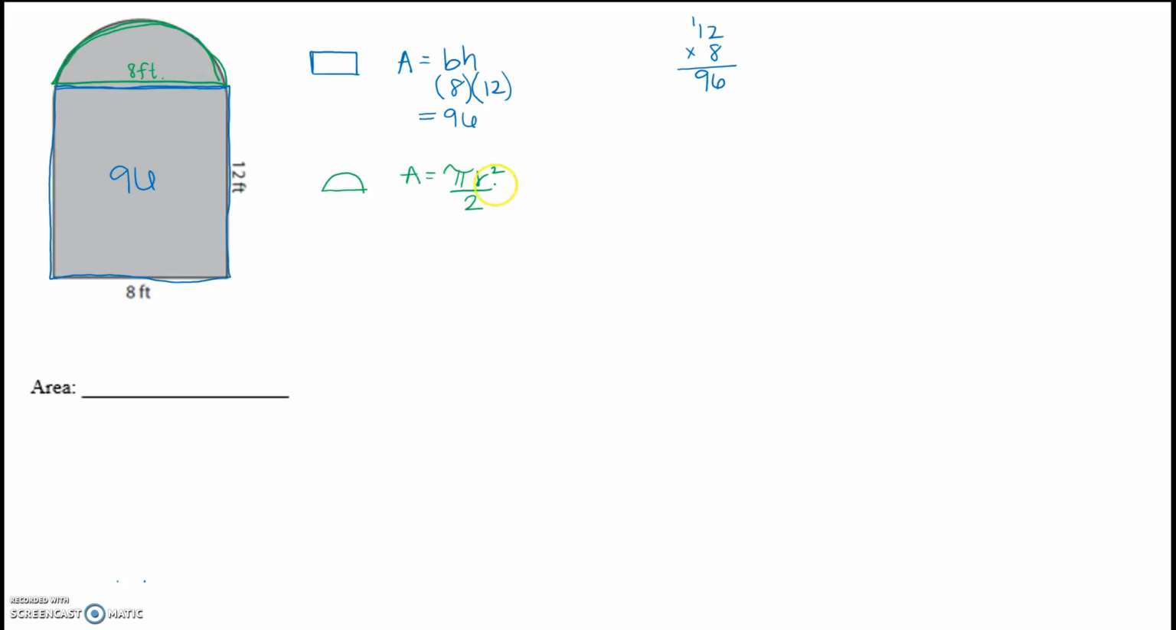But I see here in my formula that I need my radius. So the radius is half of my diameter. So my radius is 4. So I'm going to go ahead and plug in all my numbers. So 3.14 times 4 squared divided by 2. Okay. So now I need to rewrite it again because I need to square my 4.